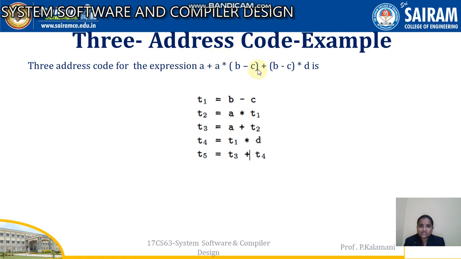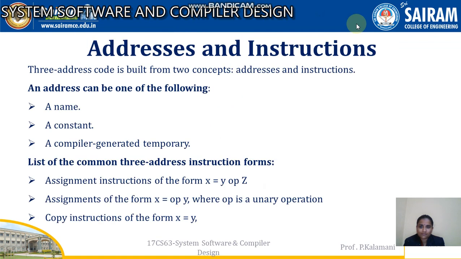Another example: here the expression within the parenthesis will be evaluated first. So b minus c is performed first, t1 equal to b minus c. Next that will be multiplied with a, t2 equal to a star t1. Then that will be added with a, a plus t2. Then t4 equal to t1, in which we already found b minus c, and then t5 equal to t3 plus t4. Now all the instructions are in 3 address code.